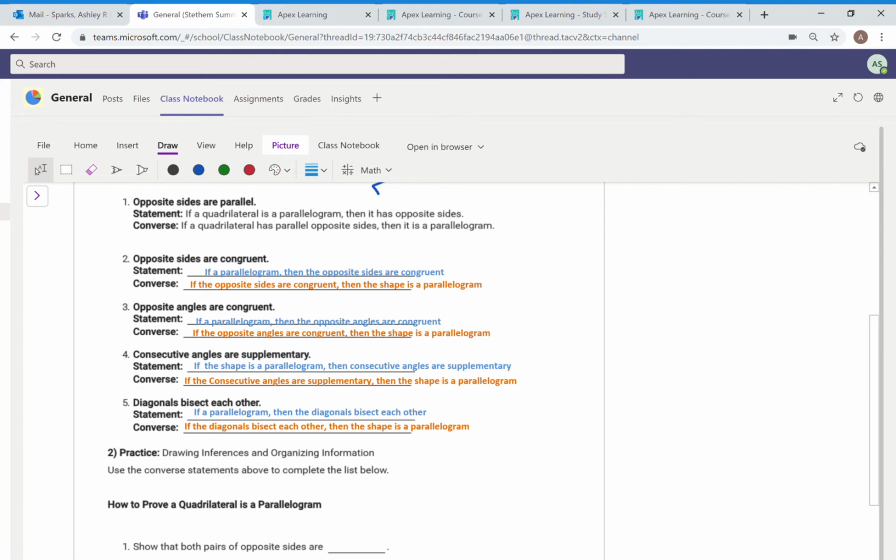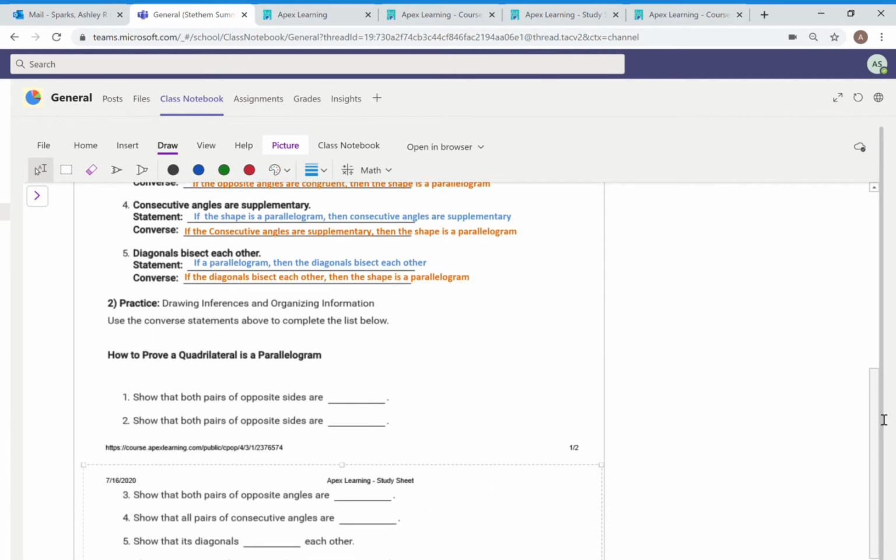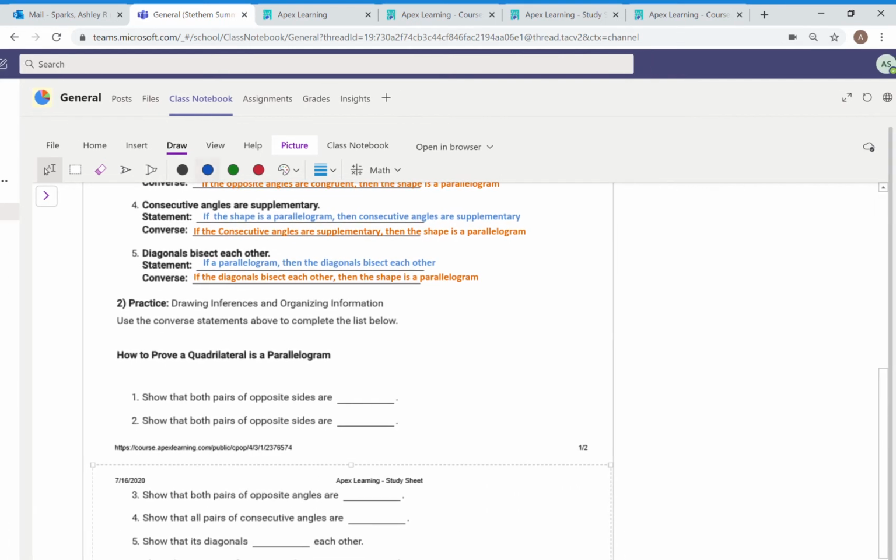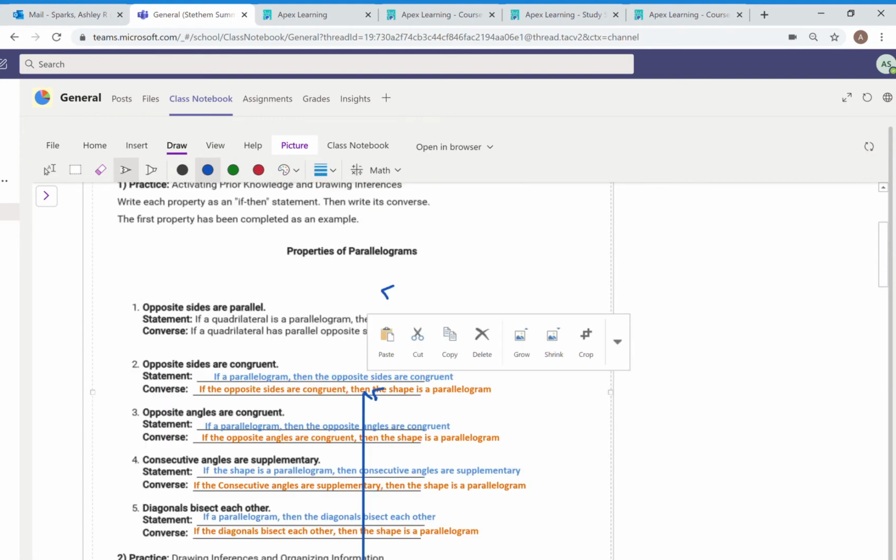And finally, if a parallelogram, then the diagonals bisect each other. If the diagonals bisect each other, then the shape is a parallelogram. So what we're trying to do here is show how to prove a quadrilateral is a parallelogram. How would I do that? The first thing I could do, I know something is a parallelogram if opposite sides are parallel, because parallel is just in the name here, right?